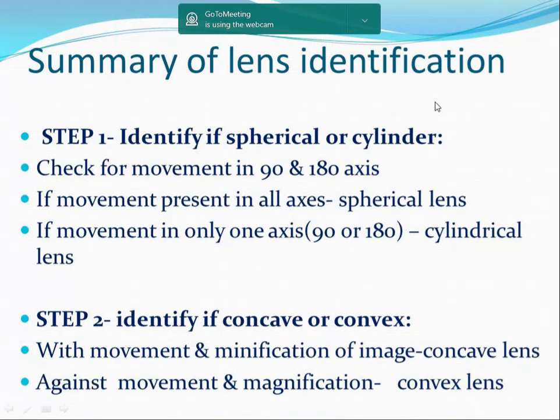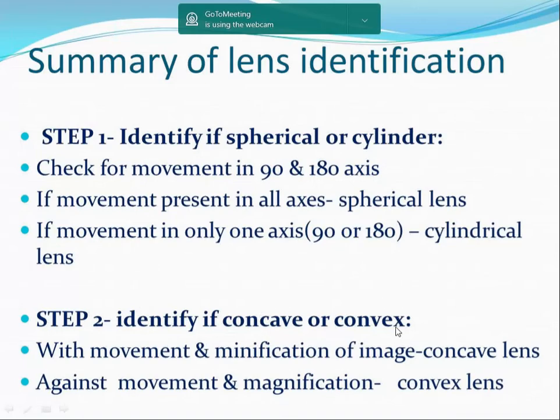How will you move? Move first in the 90 degrees and then in 180 degrees. If there is movement of your particular image in both the axes, that means the lens you are holding is a spherical lens. If there is movement only in one axis, either in the 90 or at 180, it means the lens you are holding is a cylindrical lens.